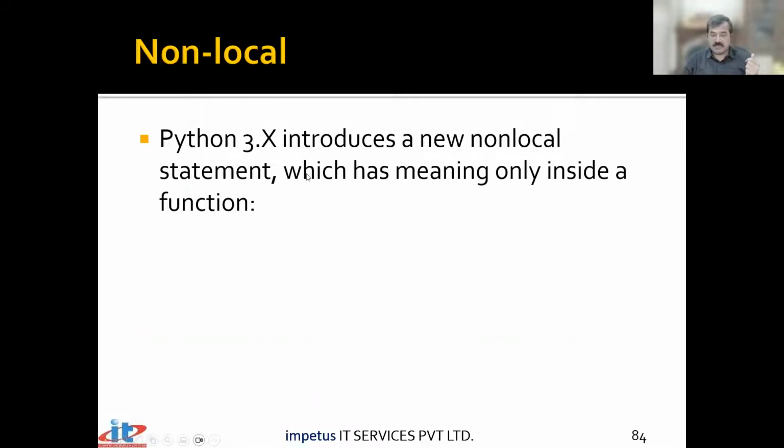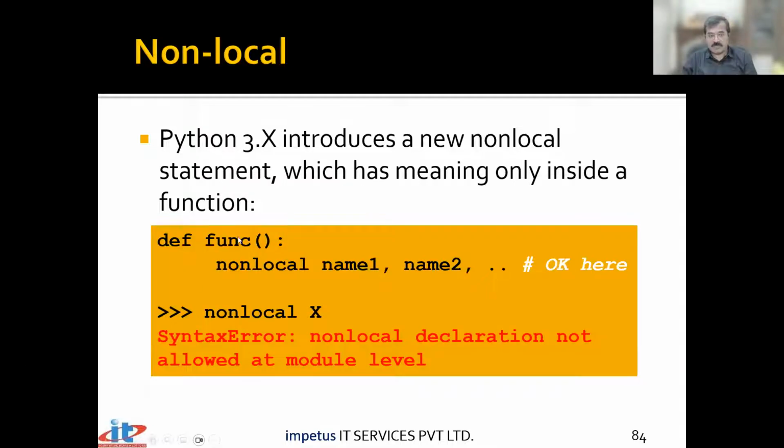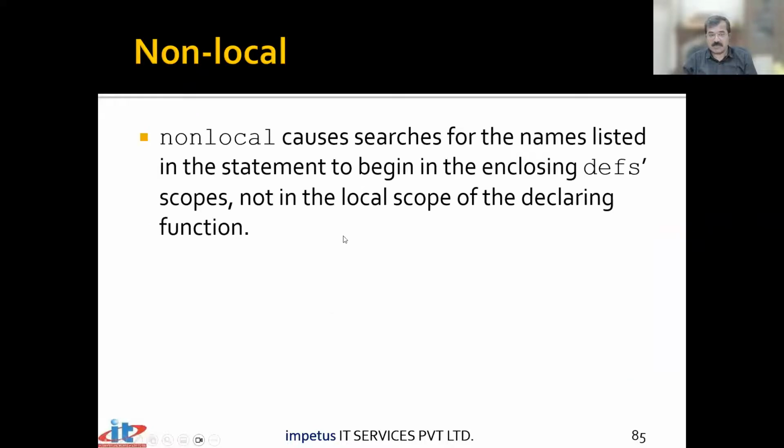Python 3 introduced this new concept of nonlocal, which has meaning only inside a function. That means it is not global, it is not local, but it is in the surrounding environment. It's not within the scope of the inner function, and it is not global. It is outside the inner function, but inside the outer function. That becomes nonlocal. So inside a function, if I say nonlocal name, that's okay. But if I just want to create a nonlocal variable outside, that would generate an error.